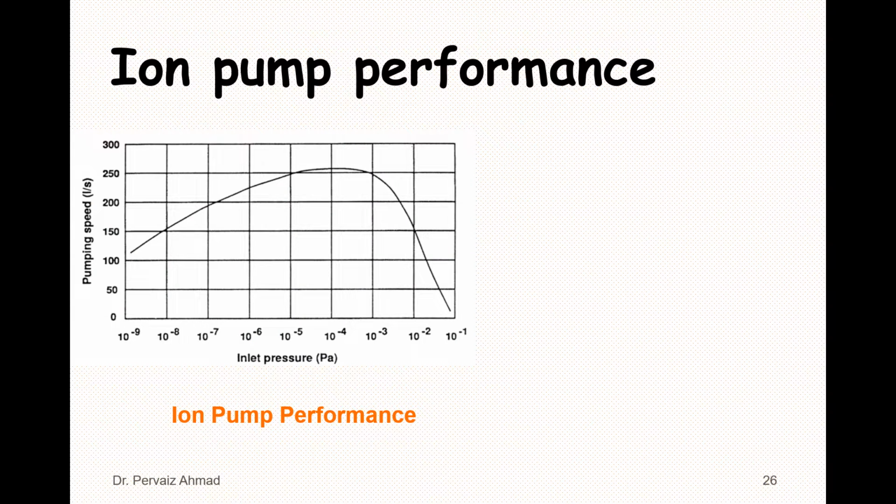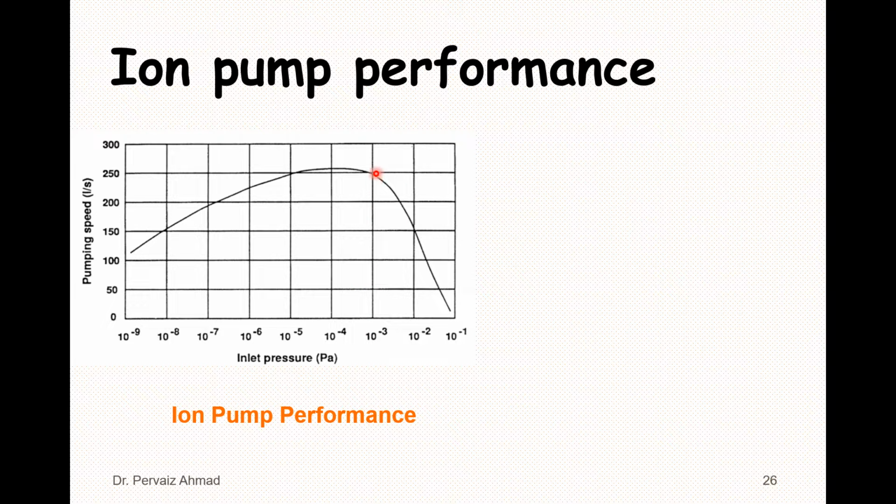So how about the performance of the ion pump? Here you can see we have the inlet pressures. We have plotted the pumping speed against the inlet pressures. When we go from higher pressure toward lower pressures, proceeding toward higher vacuum, you can see that the pumping speed initially increases. The pumping speed increases very rapidly until 10 raised to power minus 3.